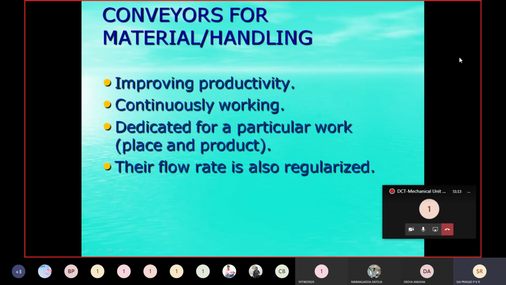So if we don't keep machinery, what will happen? We cannot get high productivity. So to increase the productivity, definitely we are supposed to go for conveying systems. And in the case of a heavy plant, this is a must.